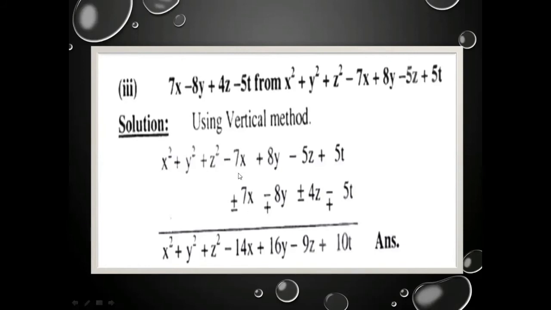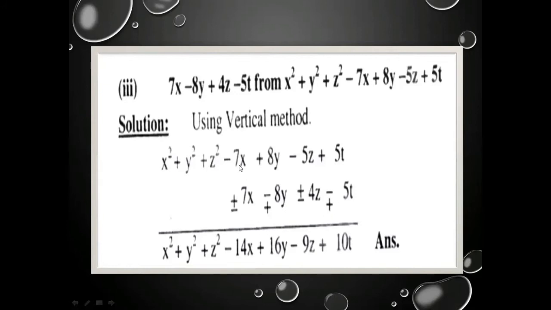As we observe, 7x and 7x, 8y and 8y, 5z and 4z, 5t and 5t. Now we see in the second expression there is no x square, y square or z square, so in the answer they will be the same. We start from the fourth column where minus 7x and 7x. According to the rule, we change the signs of the second polynomial. So this plus is converted into minus, this minus into plus, this plus converted into minus, and this minus will be changed by plus sign.